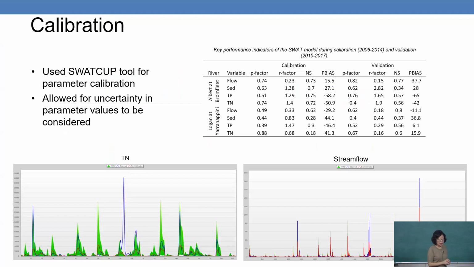Again, we also did the calibration for the SWAT model. We use a SWAT-CUP tool for the calibration, so some AI techniques are already embedded in that. But then we did this one for the comparison. The left-hand side is for the streamflow comparison, but the right-hand side is for the TN, the total nitrogen comparison.